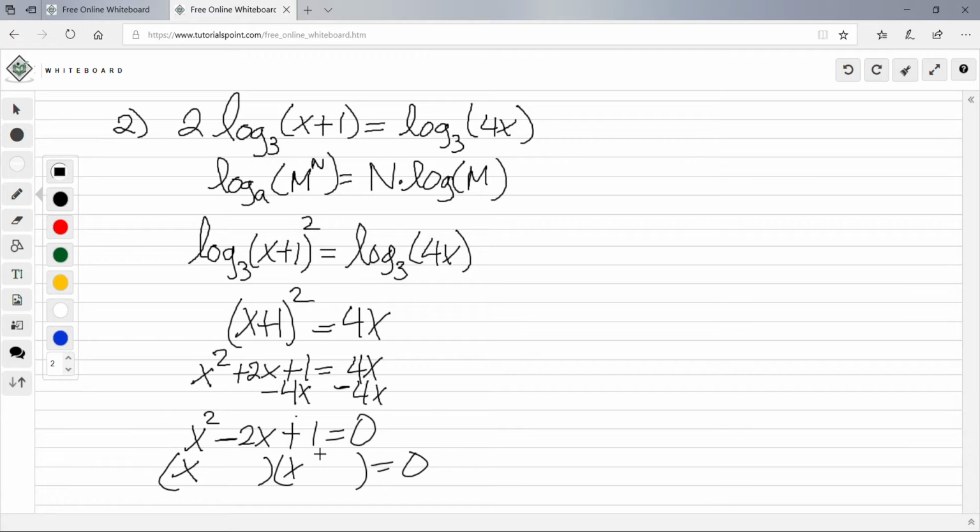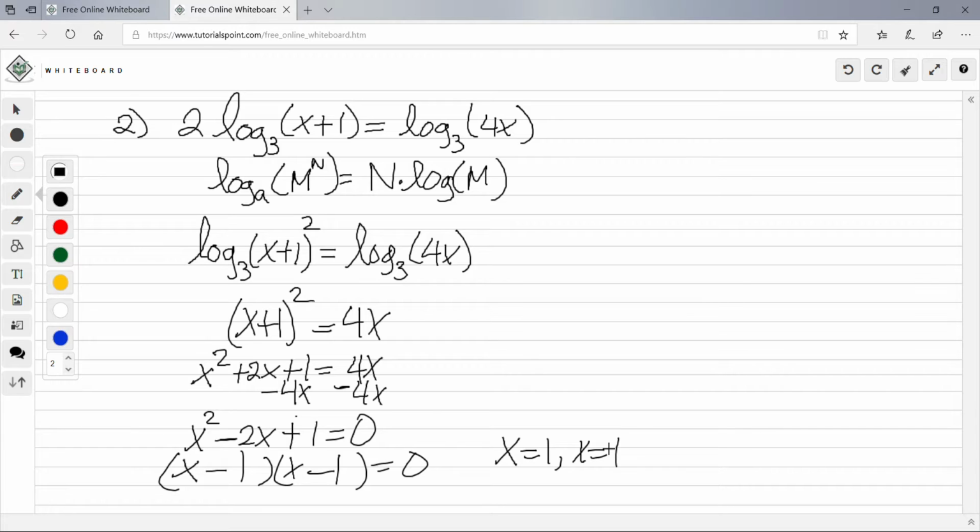We need two numbers that multiply to give positive 1 and add to give negative 2. I'm going to use negative 1 and negative 1, because negative 1 times negative 1 is positive 1, and negative 1 plus negative 1 is negative 2. So we're going to get two answers, x equals 1 and x equals 1.